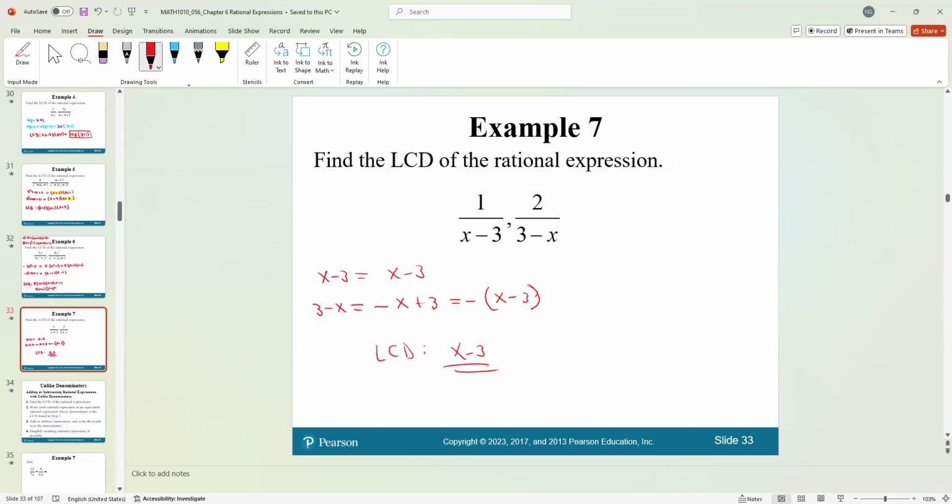All right. You understand the LCD, how to identify the least common denominator of rational expressions. Now, how about adding or subtracting rational expressions with unlike terms?